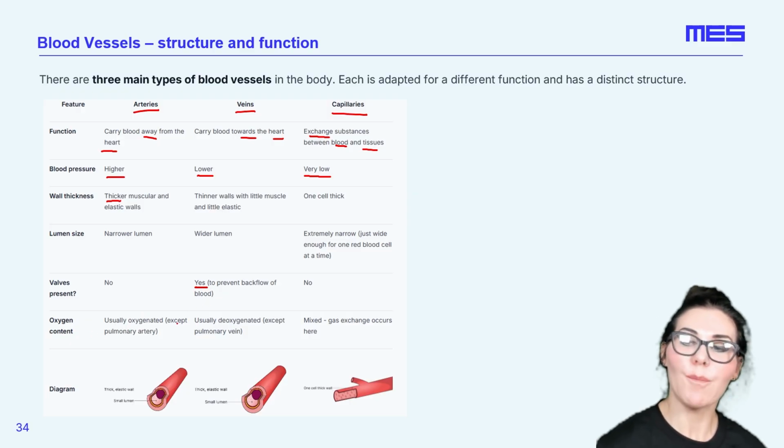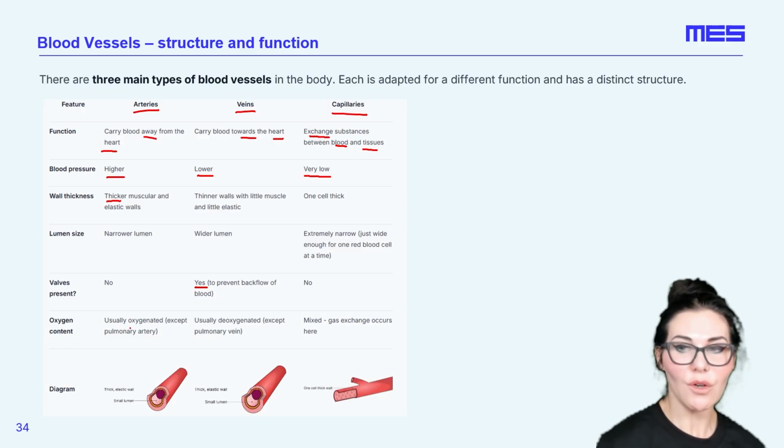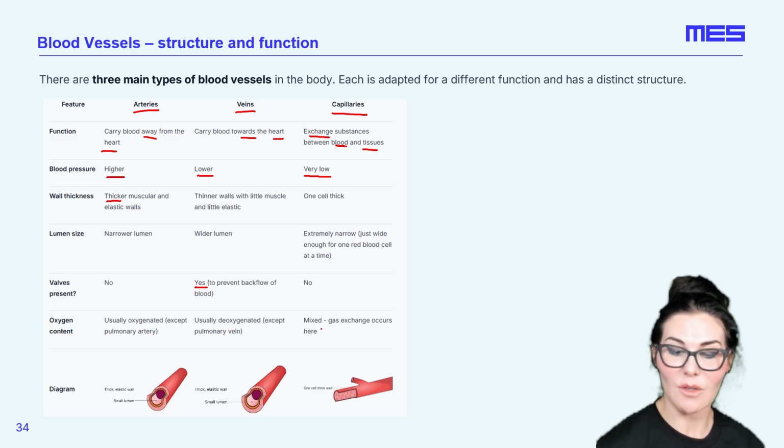Oxygen content: apart from the pulmonary artery, arteries carry oxygenated blood to the organs, because remember that blood is coming from the left side of the heart, which has received blood from the lungs. The veins carry blood away from the organs, so the oxygen has been used up by the organs and therefore it will be deoxygenated. And the capillaries will have a mix of blood because they're in between. That's where all the exchange is happening. So CO2 will be moving into the blood, oxygen will be moving out of the blood at the capillaries.